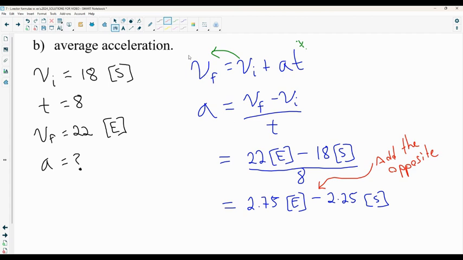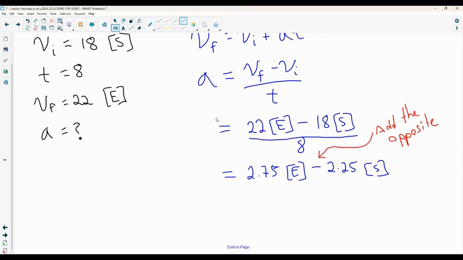That's a nice little note to myself to remind myself to add the opposite. Okay, let's get a little more room here, and we'll add the opposite. So that means I've got 2.75 to the east. And to change the subtraction into an addition, which is how we want to do it, we'll change it to an addition. And it's still 2.25, but instead of the south, now we're going north. I change the direction, and I change the sign.